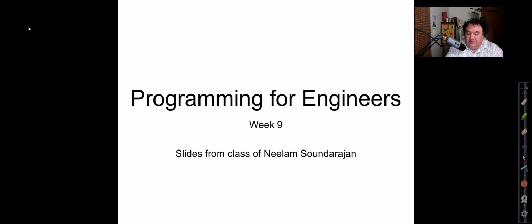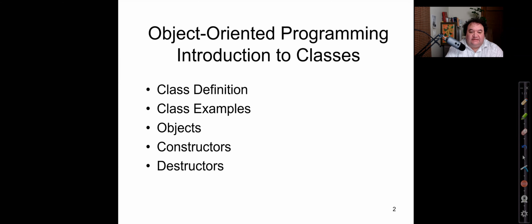In the module for week 9, we start looking at the most important aspect of C++, which is object-oriented programming, in particular the definition and use of classes. So let's look at what we are going to do in this introduction. We're going to look at how classes are defined.